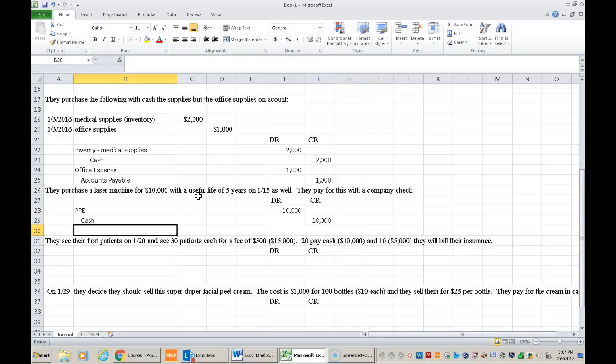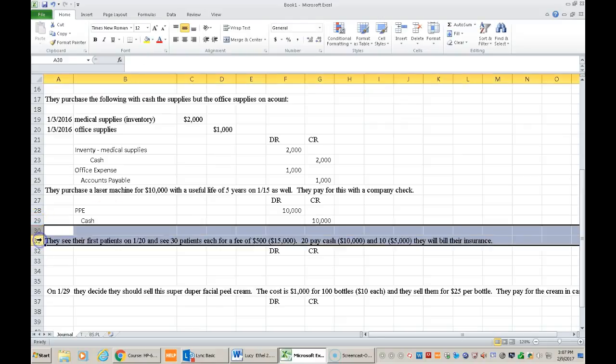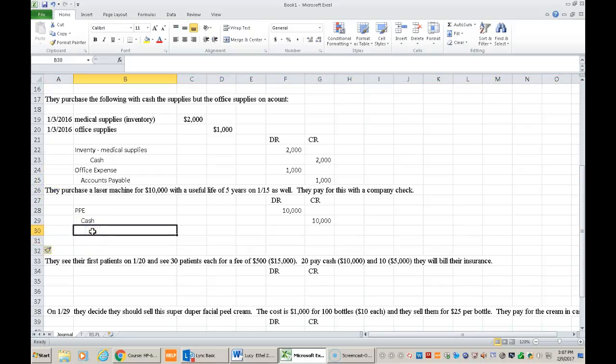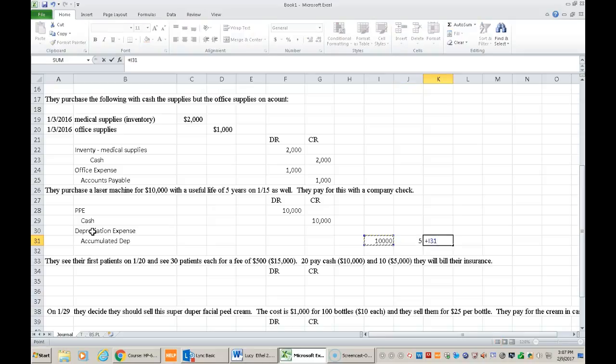But the thing we have to remember whenever we purchase PP&E is then we have depreciation. And so here, our entry for depreciation is always depreciation expense, and we credit accumulated depreciation. So in order to calculate that, we have $10,000 divided by 5 years, which is 2,000, and we're doing this for 1 month, divided by 12, so it's $167. So we're going to have 167 and 167.